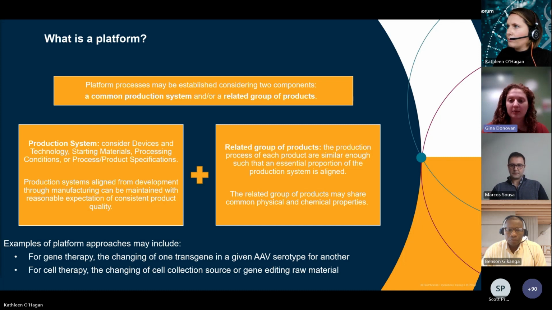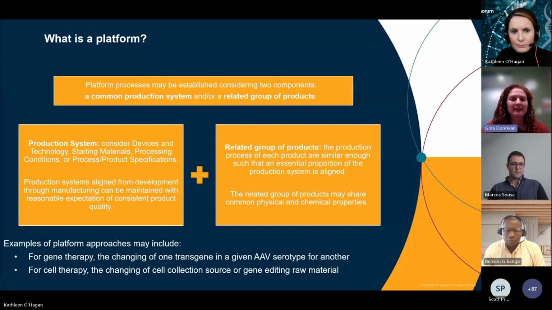For the context of this paper, we're referring to an and/or here, right, where we have a production system, including process conditions, raw materials, and technologies, and/or a related group of products that might share chemical and physical properties. The ultimate goal of having a platform is to be able to take any number of pieces of a process or a product and make them essentially a starting template, which can pave the way for similar programs in the future in the hopes of accelerating development and characterization.